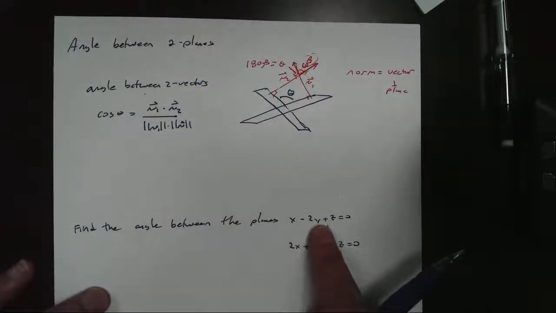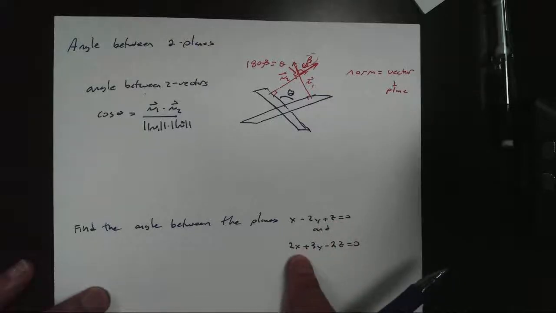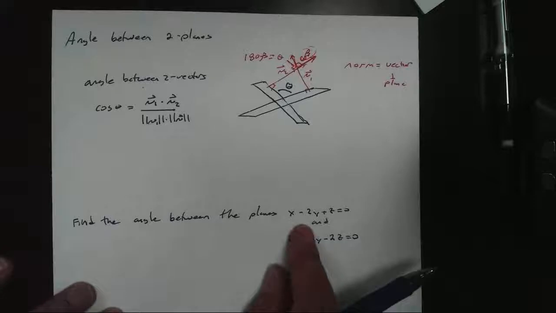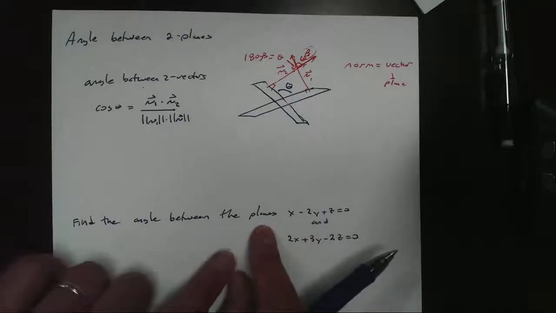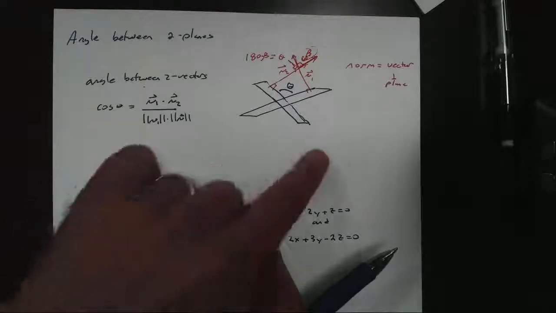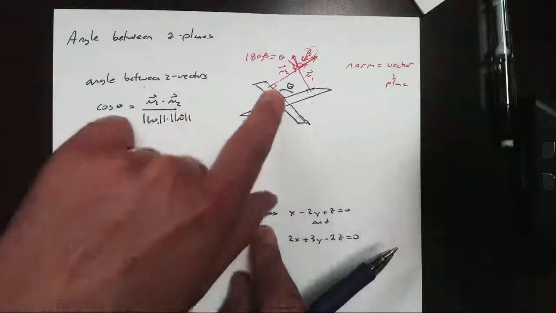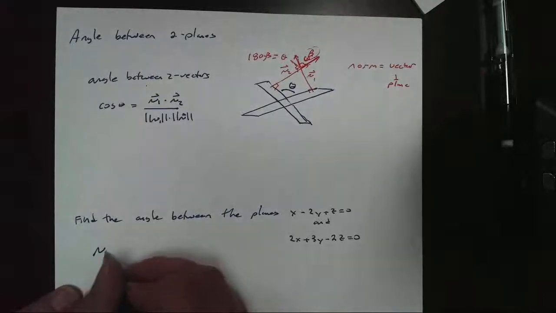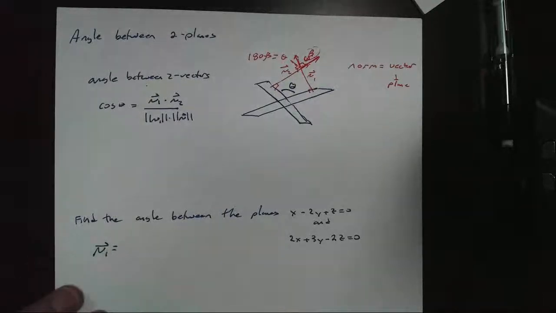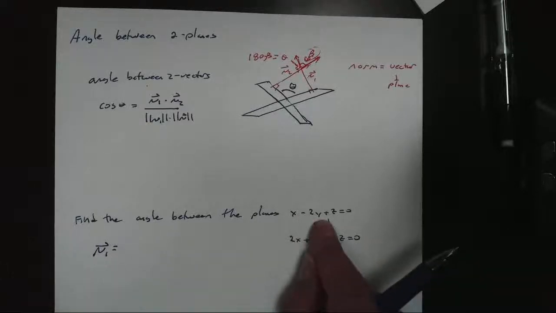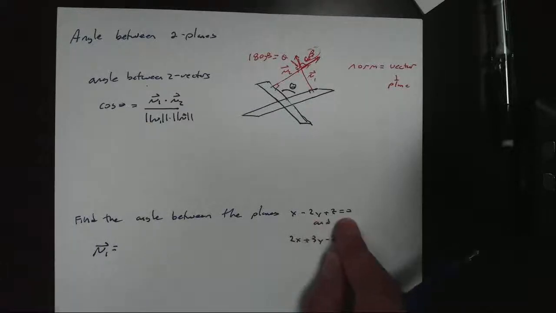I've got the plane x minus 2y plus z equals 0 and 2x plus 3y minus 2z equals 0, and I want to find the angle between these two planes. Well, first things first, I'm not going to be able to find the angle between the two planes directly, so I use their normals, which we just set up here. So if I find the norm 1, how do we find the normals, you might ask? Well, that comes from the coefficients of our plane.